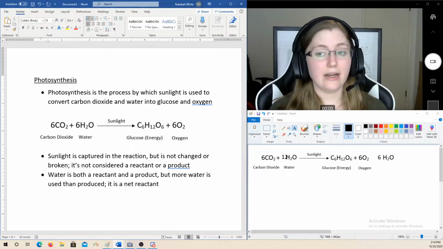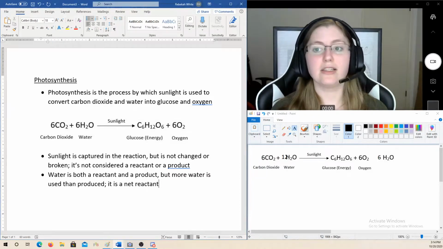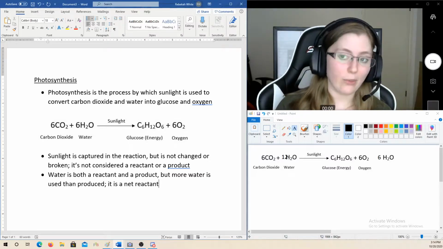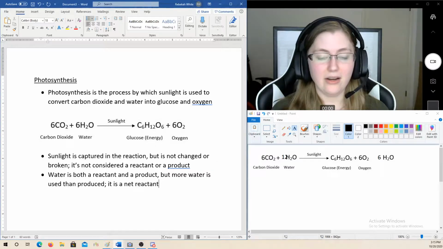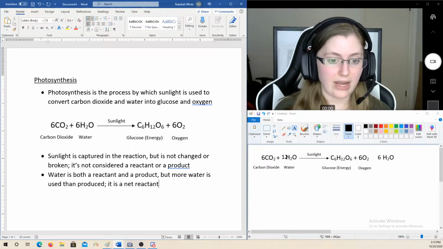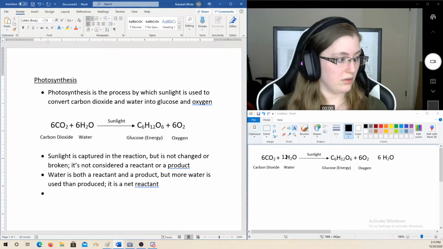So it's there. It's definitely both a reactant and a product, but depending on who's writing the equation, who's talking about it, and what reasons we're talking about it, you might see it written in different ways. Does that make sense?